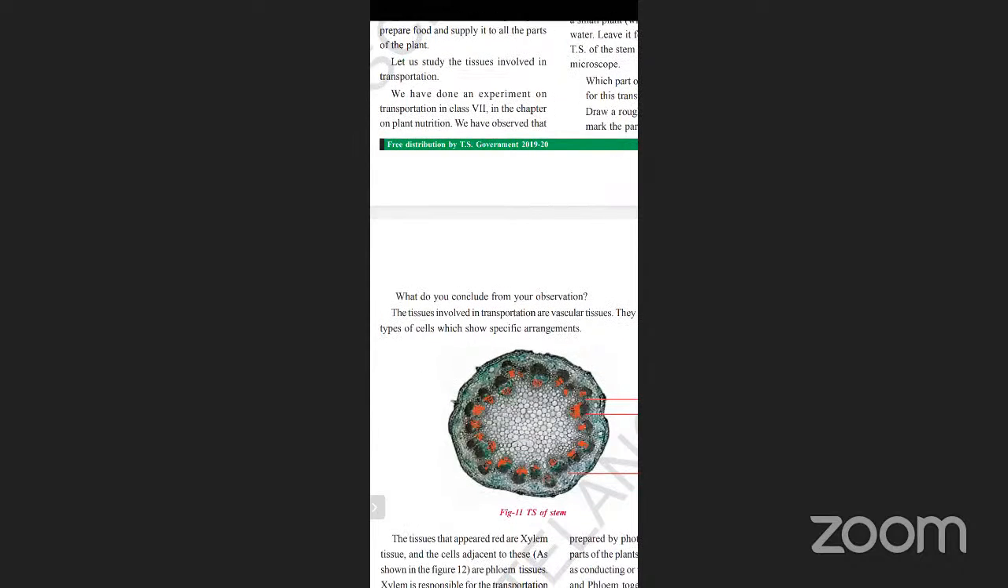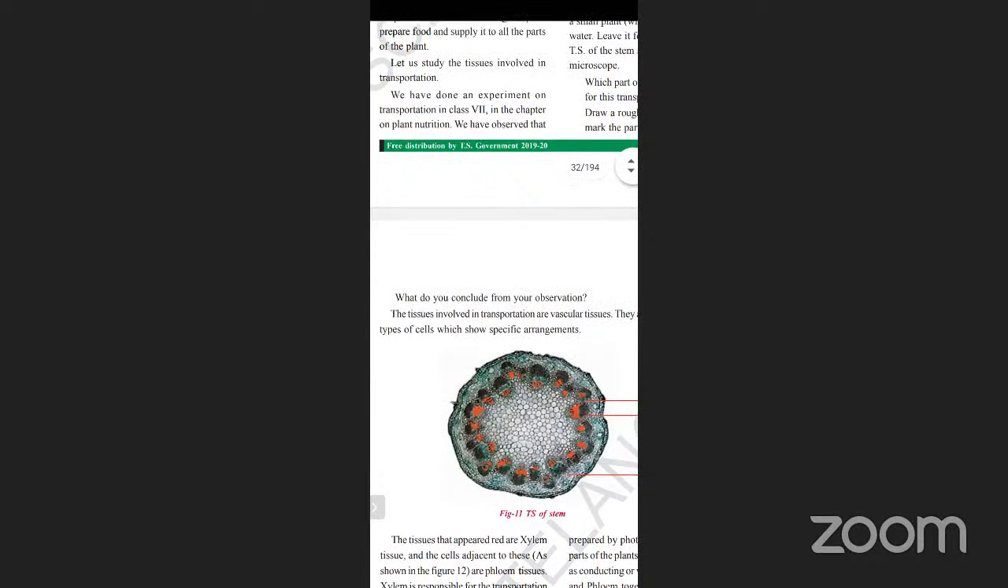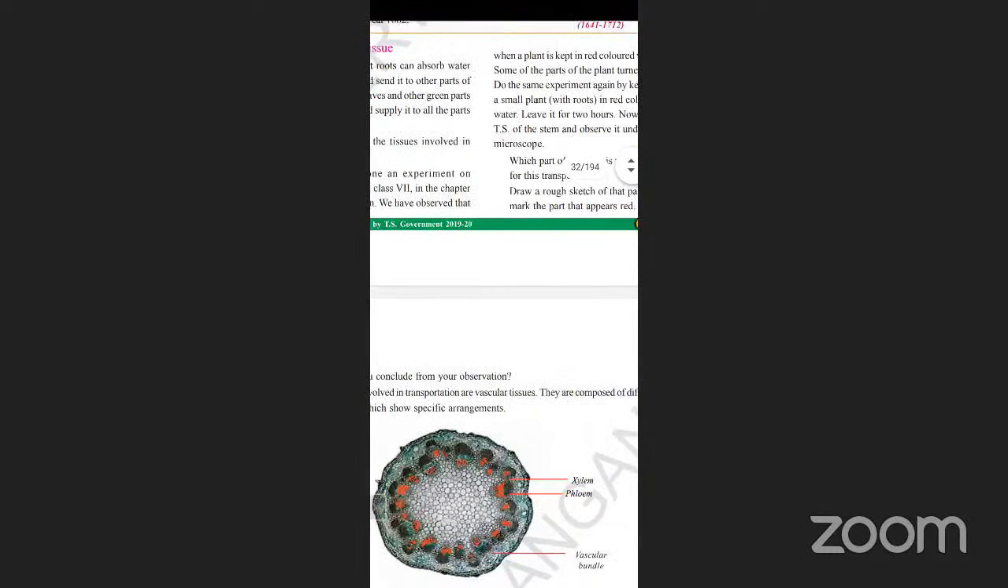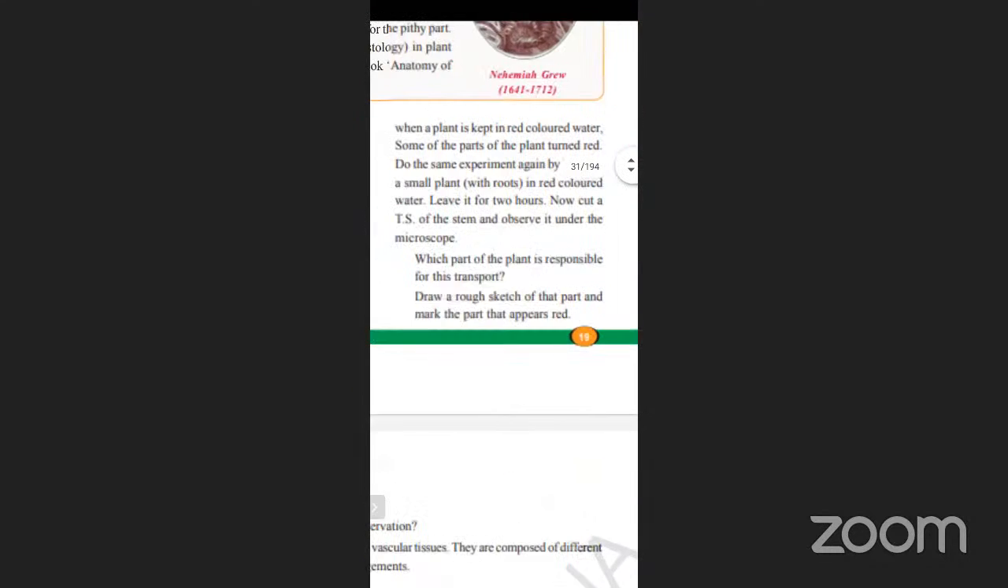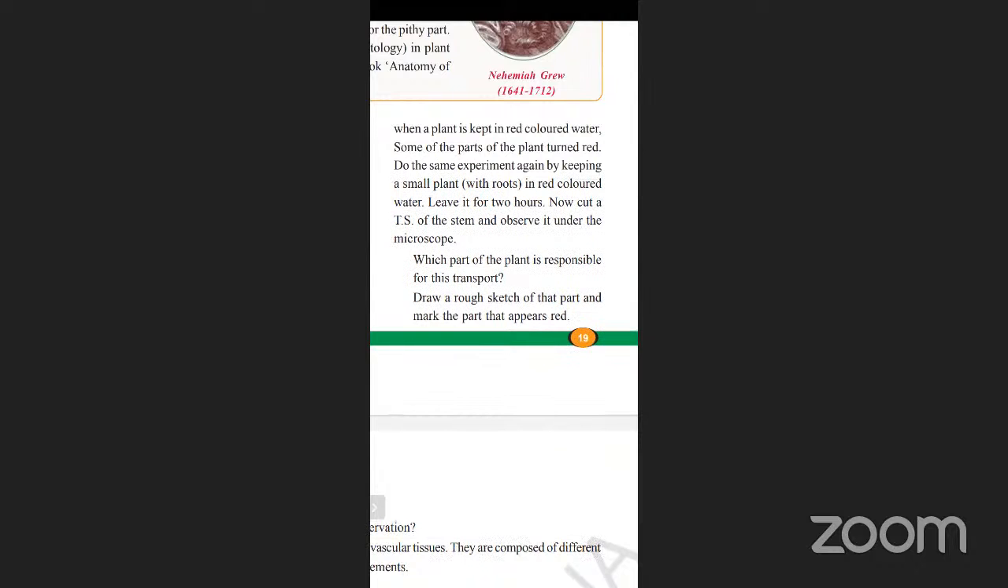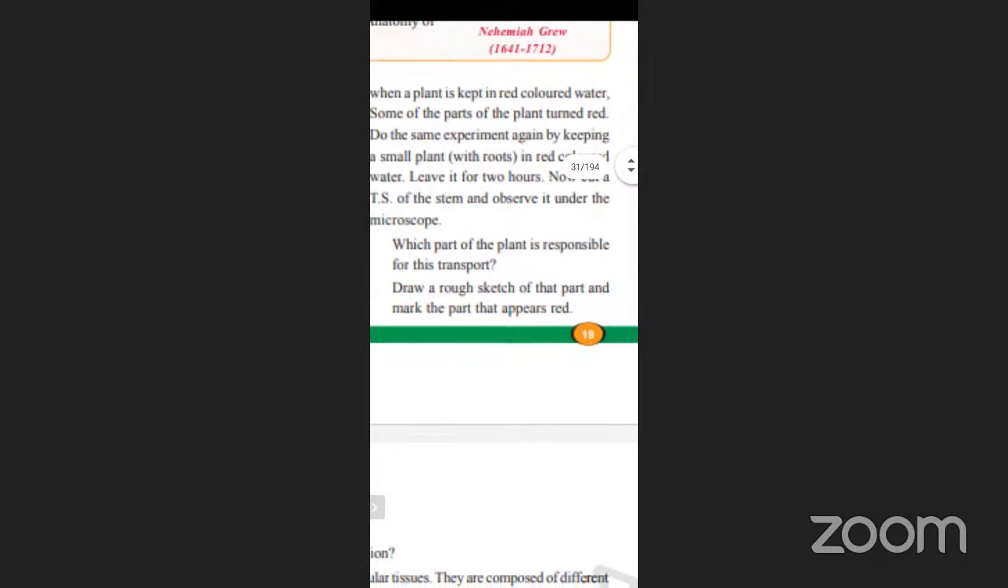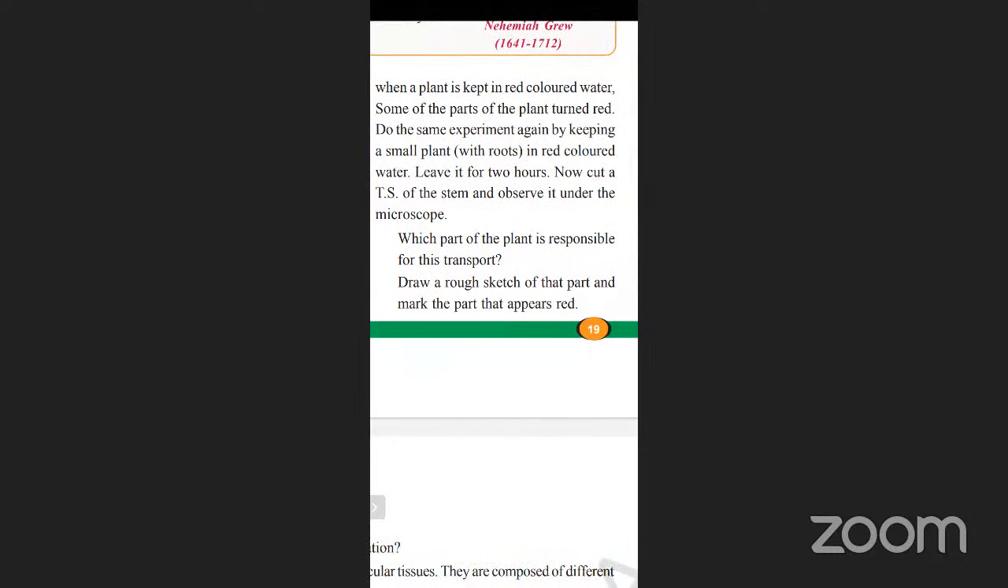We have done an experiment on transportation in class 7th, right? In the chapter on plant nutrition, we observed that when a plant is kept in red colored water, some parts of the plant turn red. Do the same experiment again by keeping a small plant with roots in red colored water. By that you can understand that water is sent to all the body parts. Leave it for 2 hours.